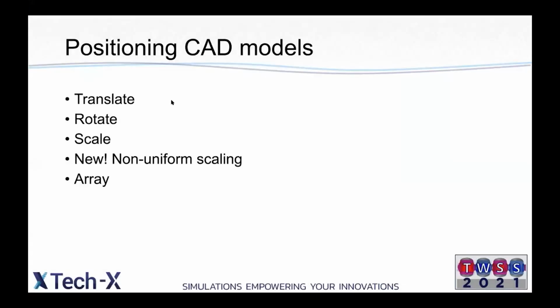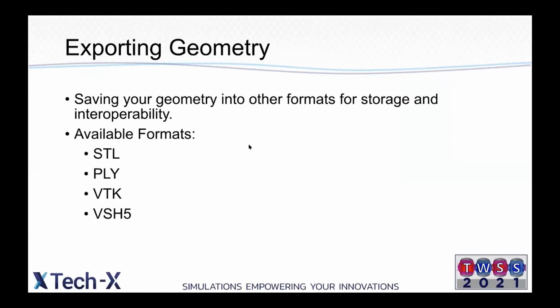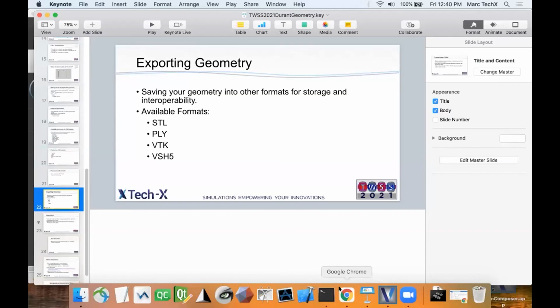Okay, so positioning CAD models, I showed this: translate, rotate, scaling, uniform and non-uniform, and creating arrays. And now I'd like to show how to export geometry. This is pretty simple, but especially, let's say if you made an object with CSG and then you wanted to share that with somebody else, you would want to export that into a format that you could share with them. So we support a number of the most common interoperability formats.